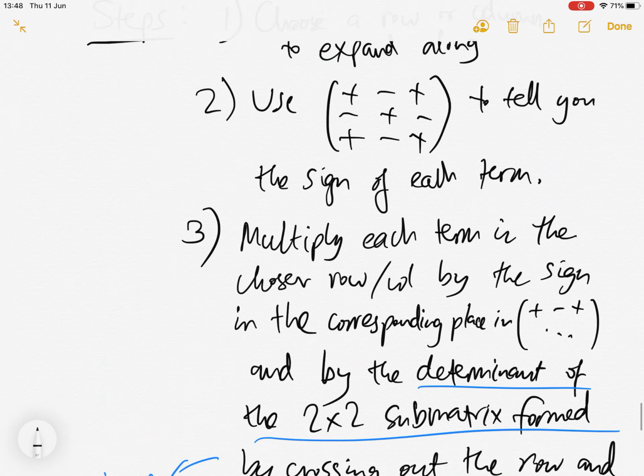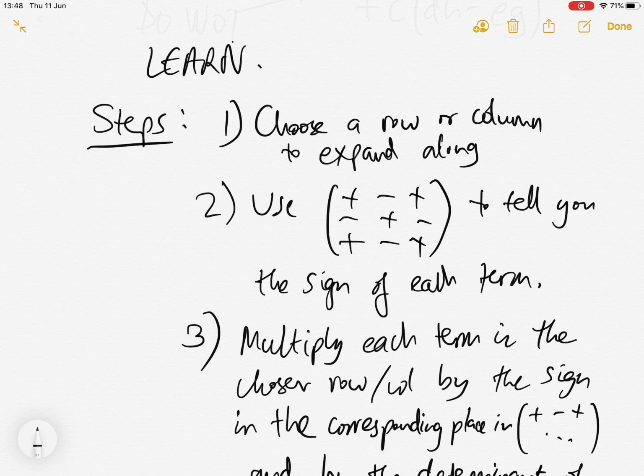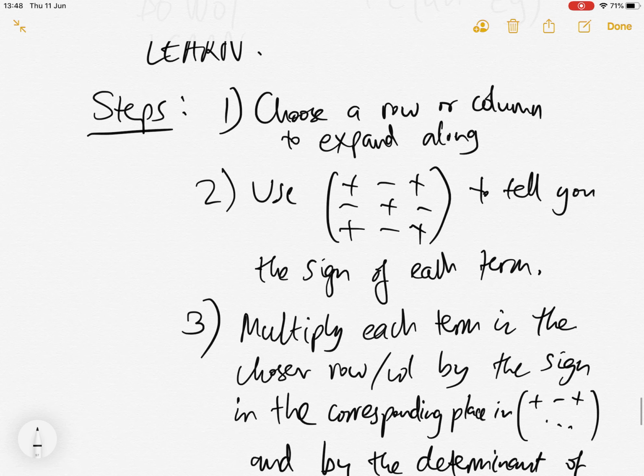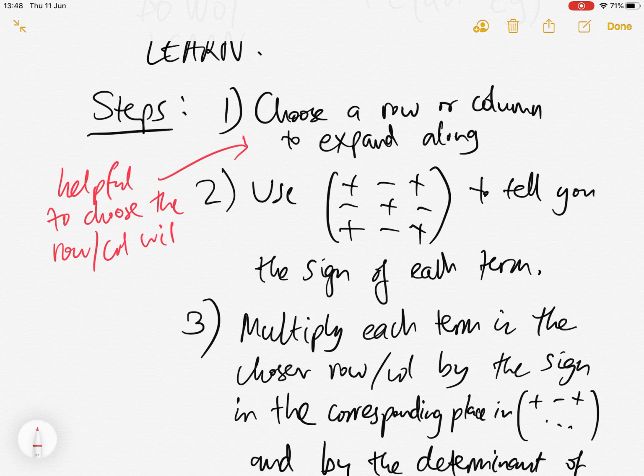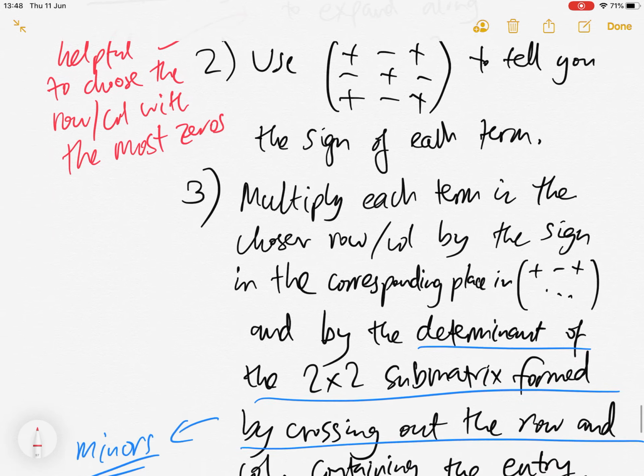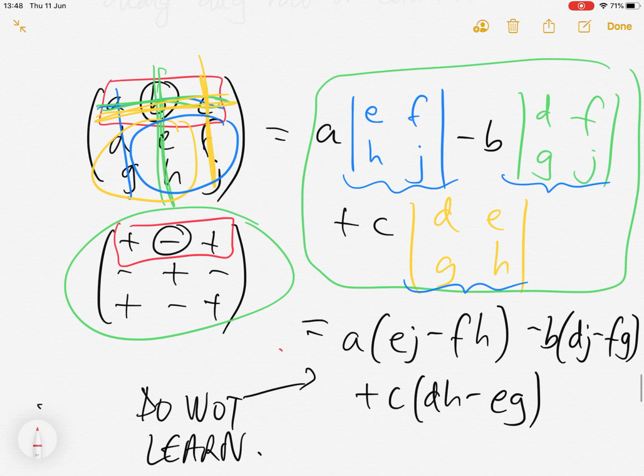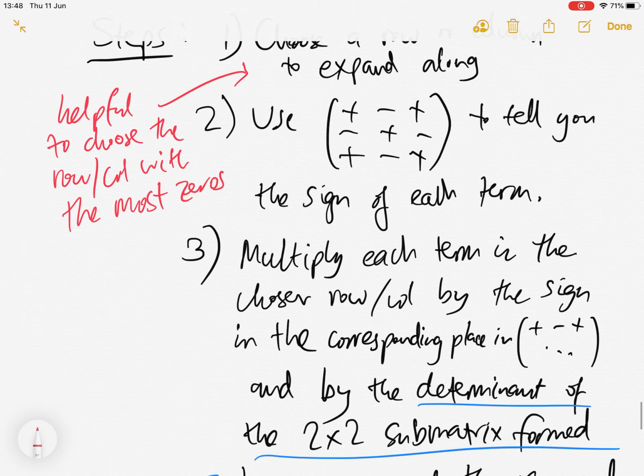So what are we going to do first? Let's read the steps. We've chosen a row or column. It's helpful to choose the row or column with the most zeros, just because then it'll be quicker. Because if some of these 3 terms we get here are 0, then it's quicker.